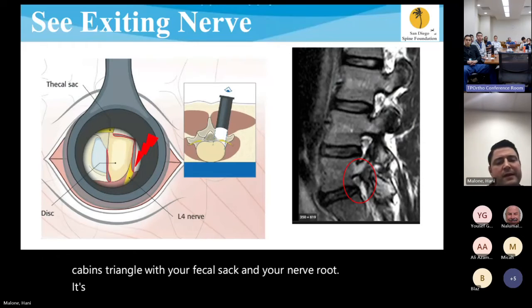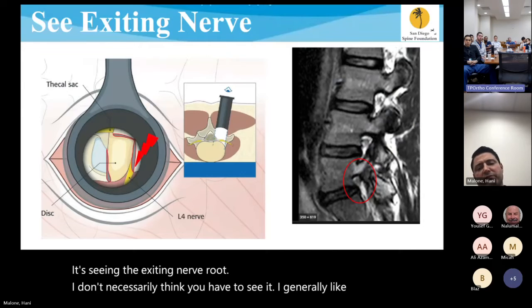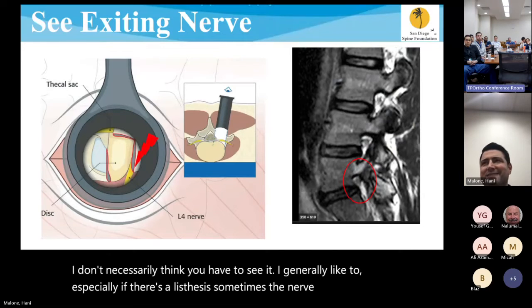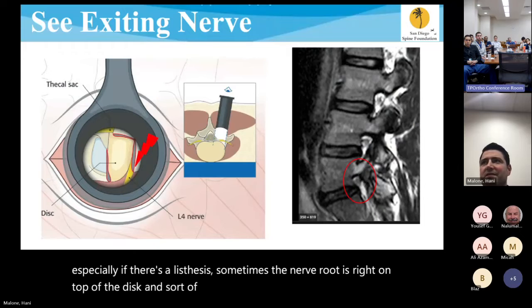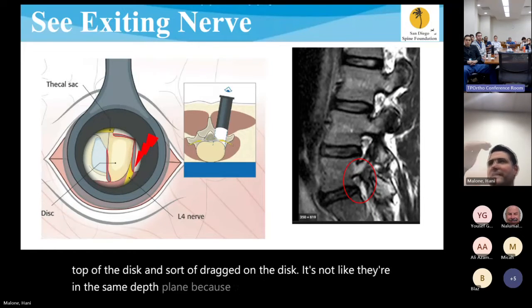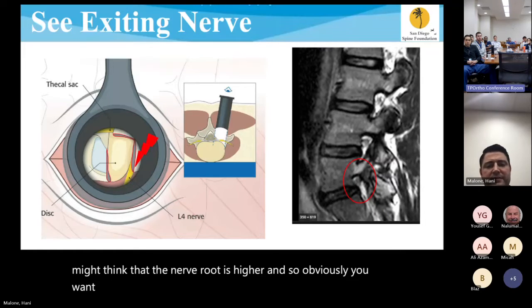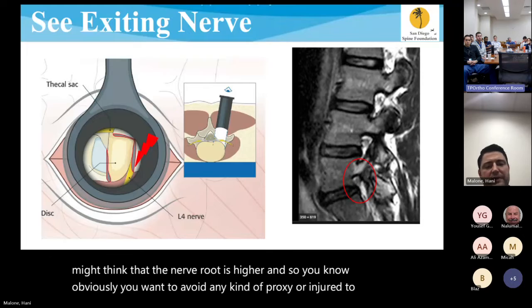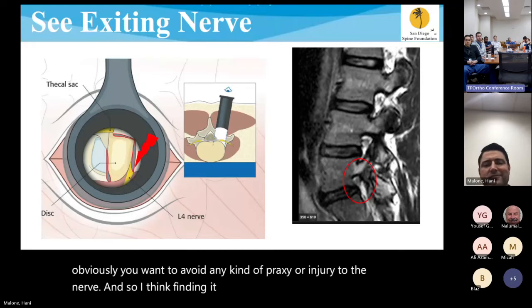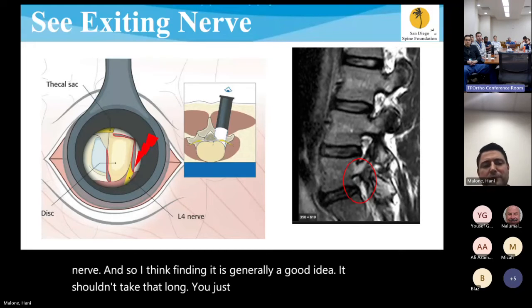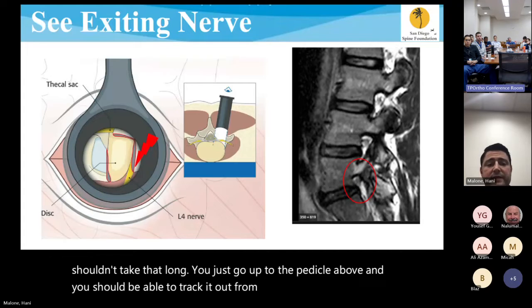Seeing the exiting nerve root, I don't necessarily think you have to see it. I generally like to, especially if there's a listhesis. Sometimes the nerve root is right on top of the disc and sort of dragged on the disc. It's not like they're in the same depth plane because of the listhesis, where you might think that the nerve root is higher. And so, obviously you want to avoid any kind of neurapraxia or injury to the nerve. And so I think finding it is generally a good idea. It shouldn't take that long. You just go up to the pedicle above and you should be able to track it out from there. And then you can protect it.